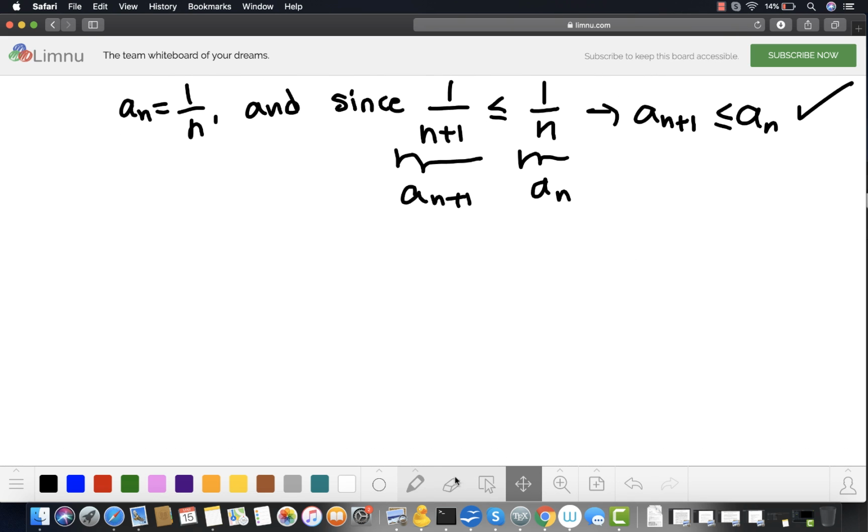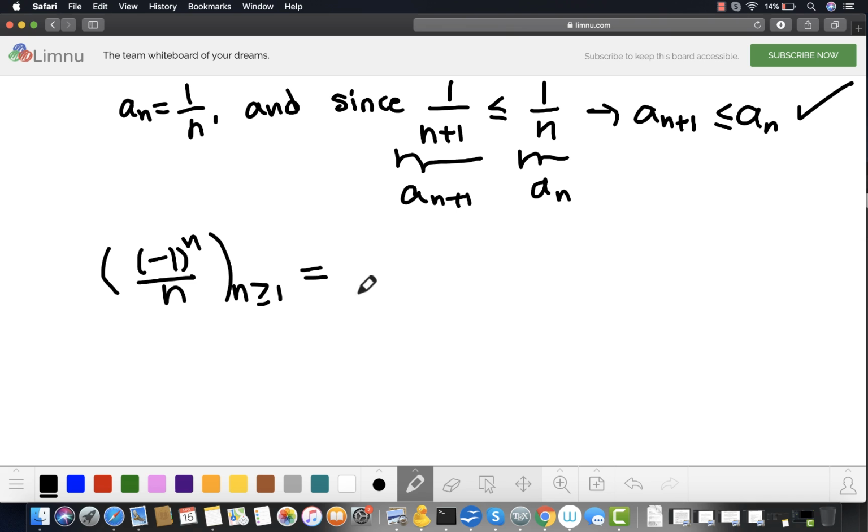So what about this sequence? -1 to the n over n, starting with 1. When you plug in n equals 1, the first term is -1 to the power of 1 divided by 1, and that's just -1. Then you get -1 to the power of 2 divided by 2, and that's positive half. Then you get -1/3 when n equals 3. Then you get positive quarter, and you get -1/5, and so on.